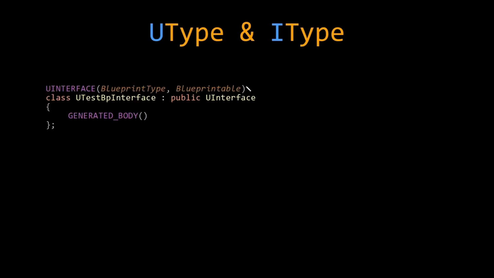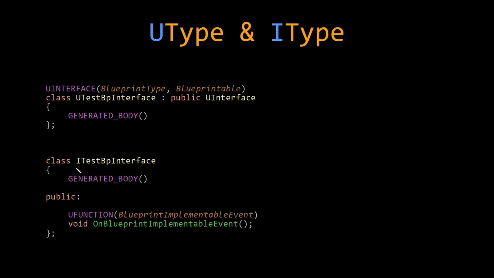And so interfaces have two types, the UType and the IType. The first thing you do is you define a class that inherits from the UInterface type. So this is the UType. And the next thing you define is an IType, which has no inheritance. The UType is sort of like a reflection type, so you specify things like it's a Blueprint type or it's Blueprintable, so Blueprint can inherit from this interface. The IType is where the actual interface stuff goes, so the functions.